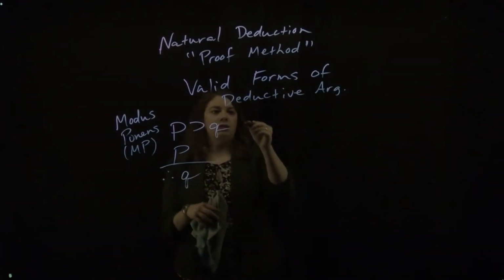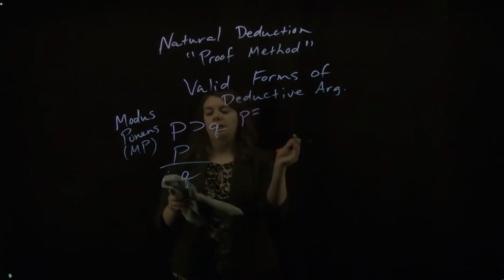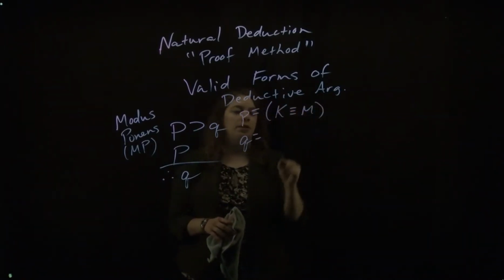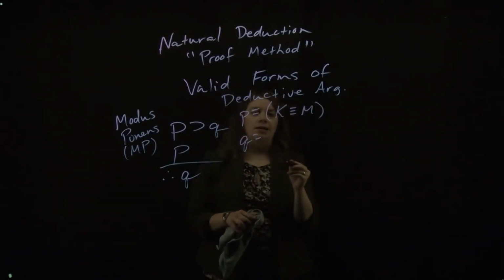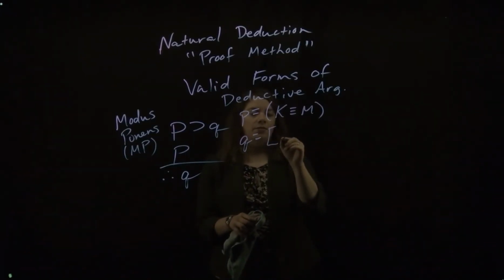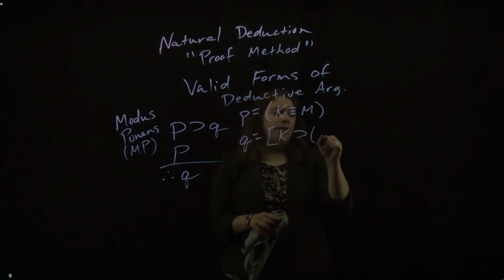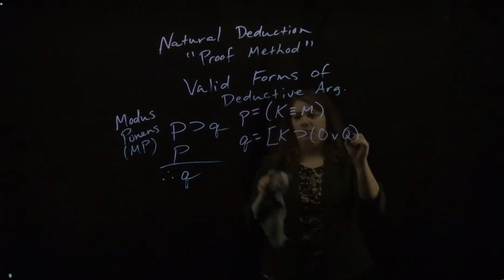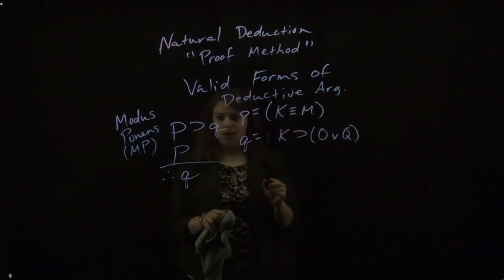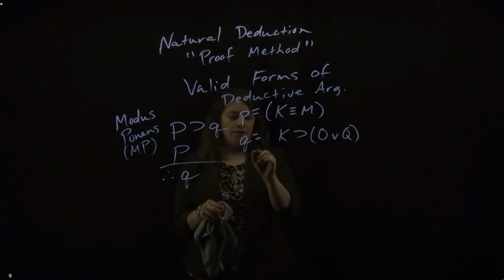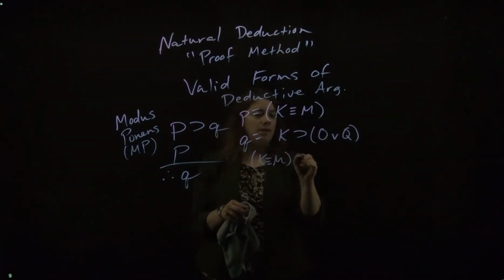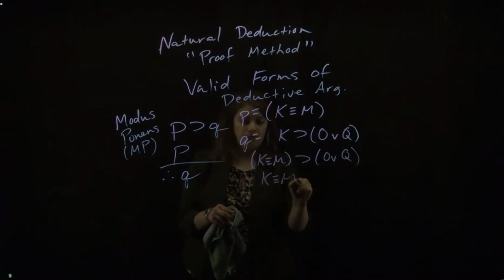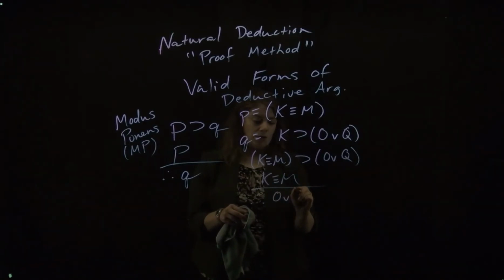All right. So let's just say that instead of P, we substitute in something like, I don't know, K tribar M. Okay? And for Q, we'll substitute in, let's say, K horseshoe, and then O wedge Q. Okay? We'll take that out real quick there. So then we can plug it into this form here. Right? So K tribar M, therefore O or Q. K tribar M, therefore O or Q. All right.